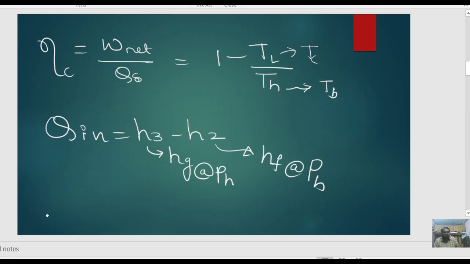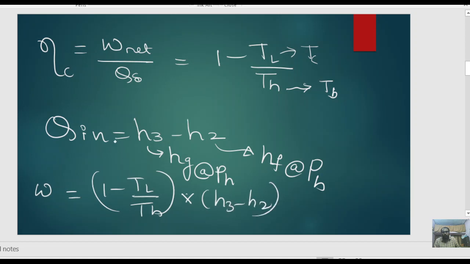What is the formula for work done? Work done is equal to efficiency of Carnot cycle into heat supplied. What is the efficiency? 1 minus TL by TH, into what is the heat supplied? H3 minus H2. This is the formula for heat supplied, and this is the formula for work done. If we divide work by heat supplied, we will get Carnot cycle efficiency.